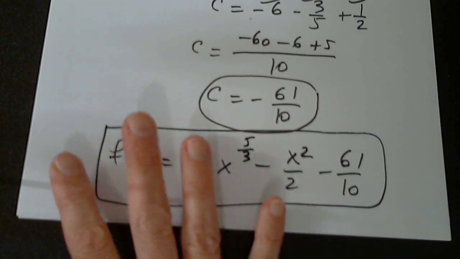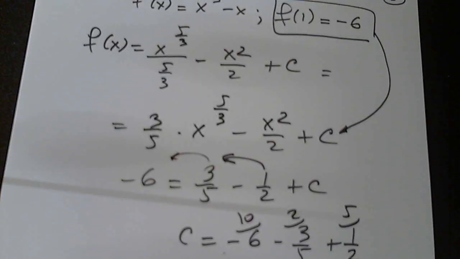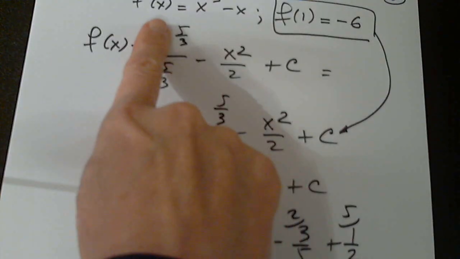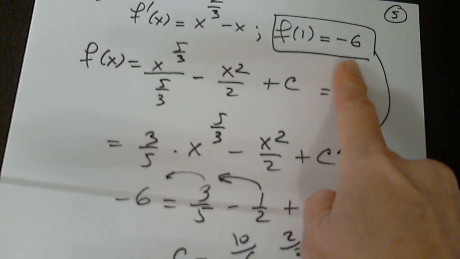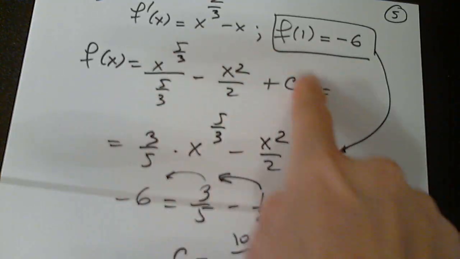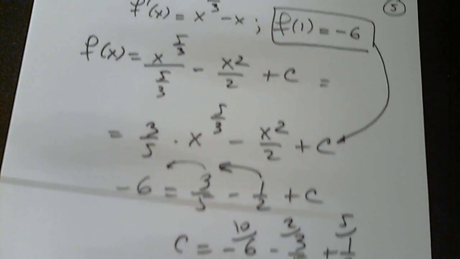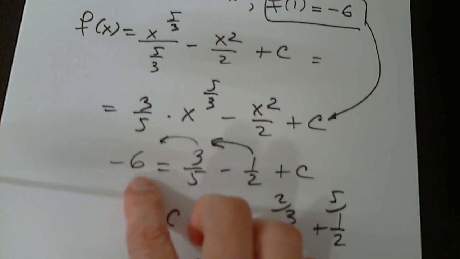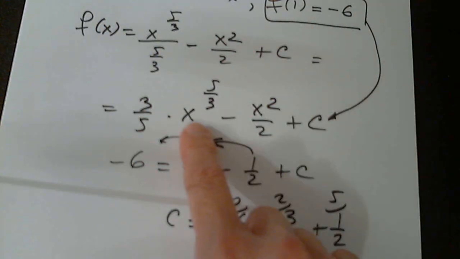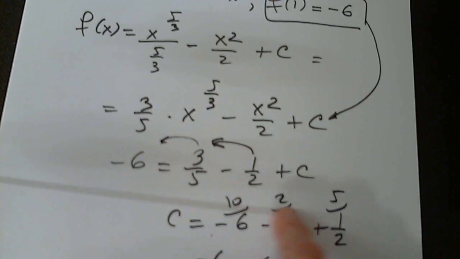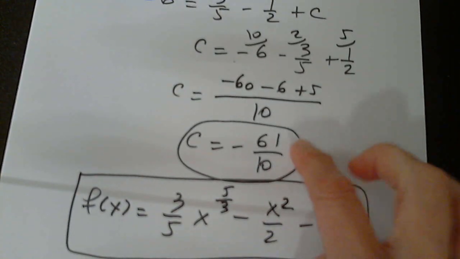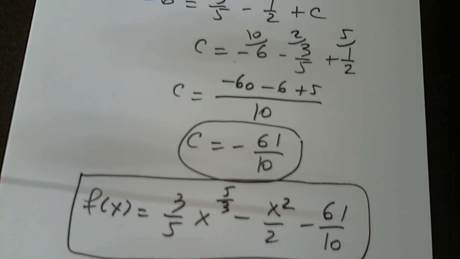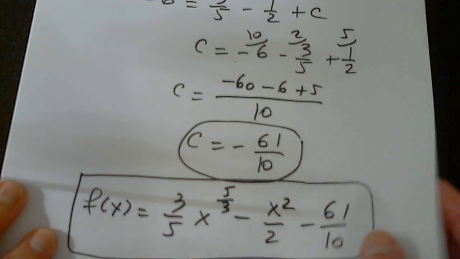Since I just realized that my camera was off, I'm just going to quickly review this. I'm so sorry. We were given f prime, we're given a condition, we found the most general antiderivative. I simplified it a little bit, and then I plugged in the point. When the function is -6, x is 1, and I got this equation, and I solved for c, -61/10, and I went back to plug it in. Sorry, it was off just for a minute. I just forgot to turn it on again.